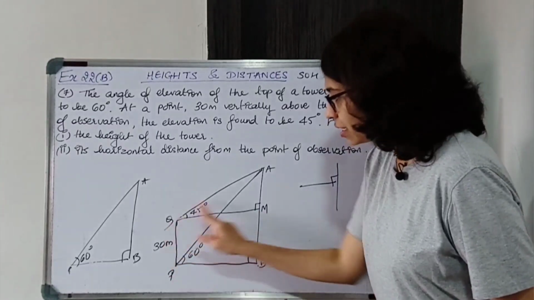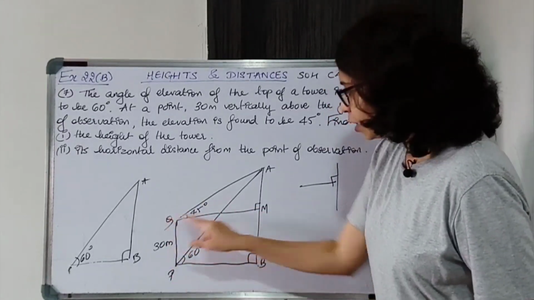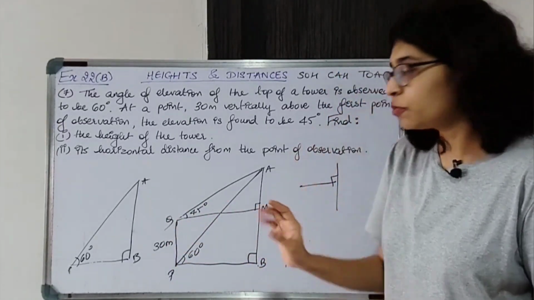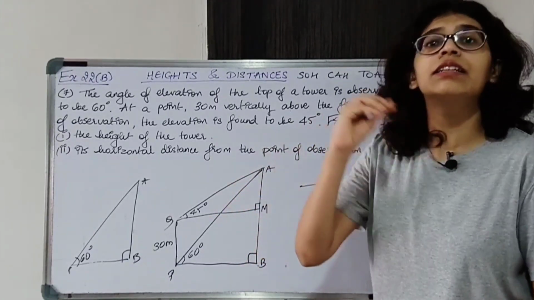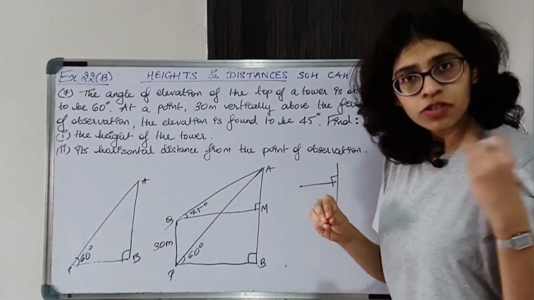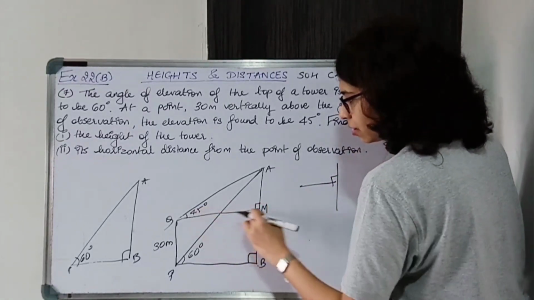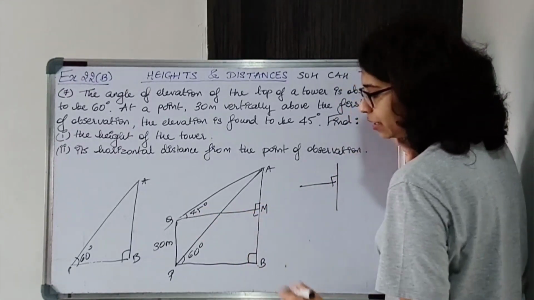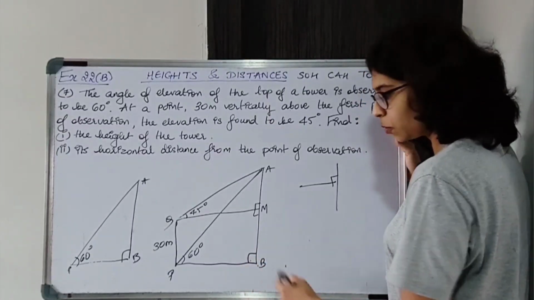MB, this is a rectangle, okay? PQMB is a rectangle. From the figure you can easily say that this is a rectangle. You don't need to prove it, okay? Just by understanding, this is 90 degrees, so by linear pair this is 90, this is also 90, okay?